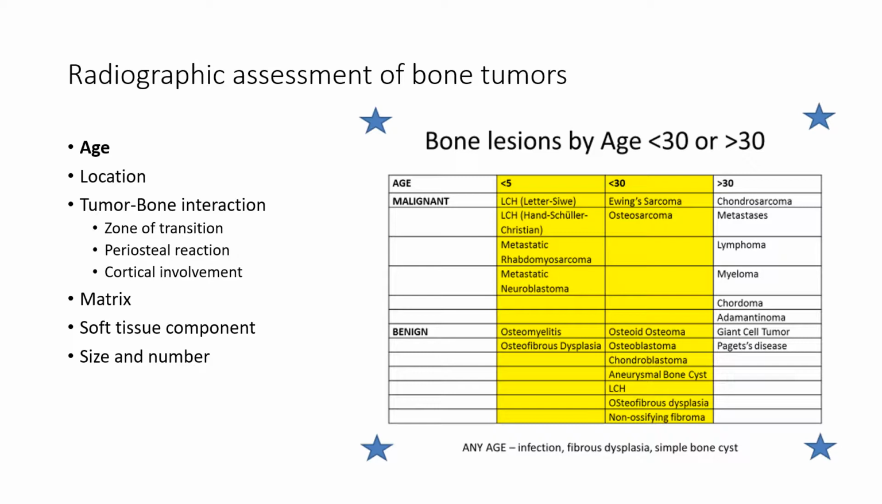Certainly the most common lesion we see would be metastatic disease. This includes the osteophiles, prostate, thyroid, breast, lung, kidney, but we also lump myeloma and lymphoma into this because of the way they occur. Chordoma, adamantinoma, giant cell tumor, and Paget's disease round out the lesions in patients greater than 30.